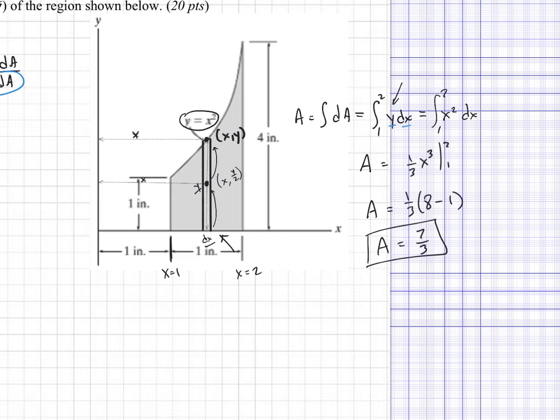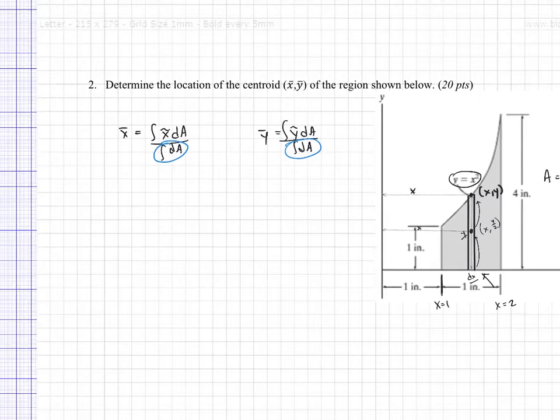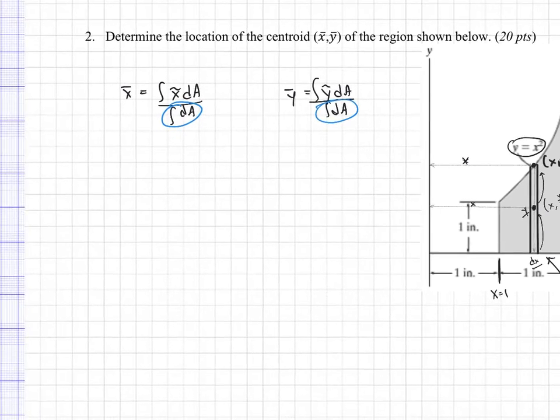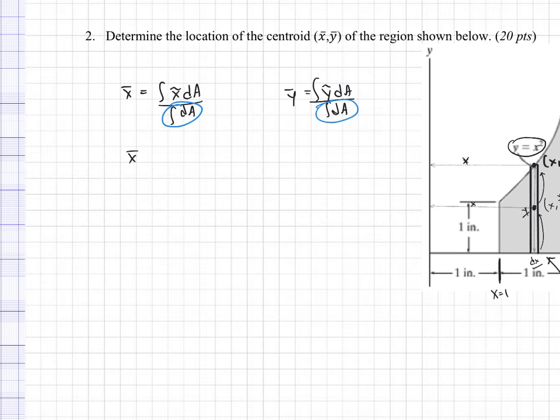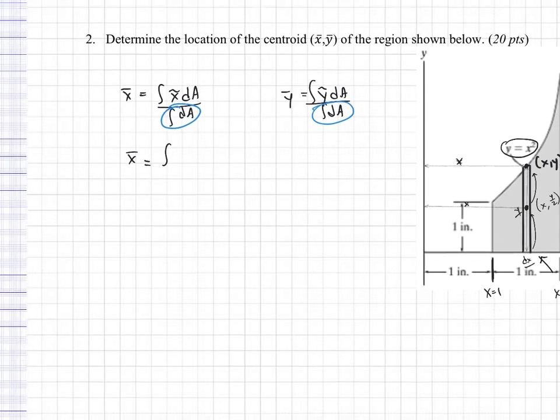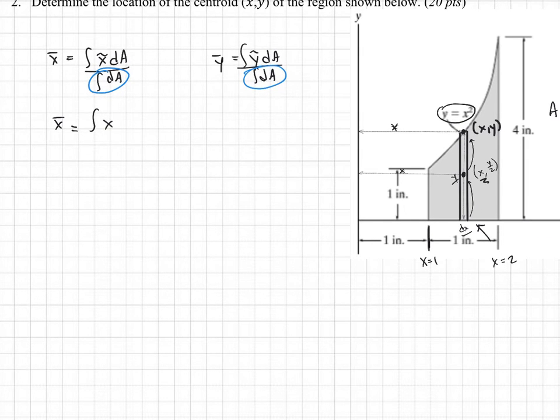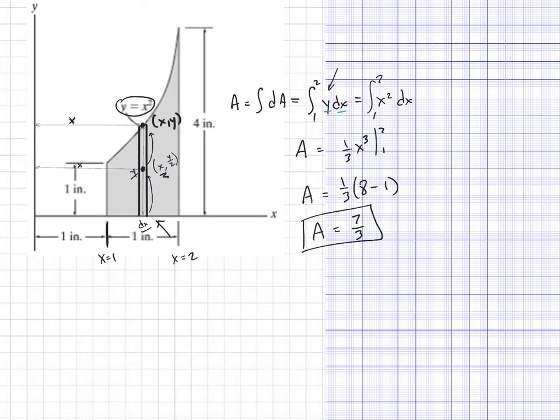That's the denominator of both of these things over here, so 7/3. I'll probably just start writing that as the area, because that's an easier way to do this. Then for the x thing, x bar equals the integral of x tilde. Well, what's x tilde? That's this thing right here. That's x times the dA. We've already done the dA right here. This is the dA, and this is also the dA.